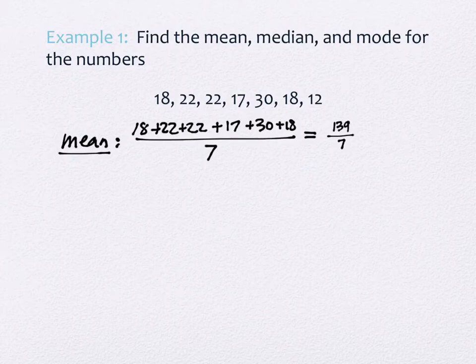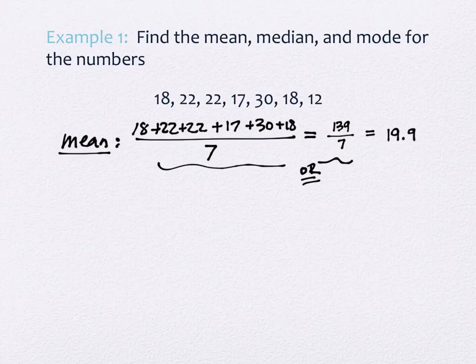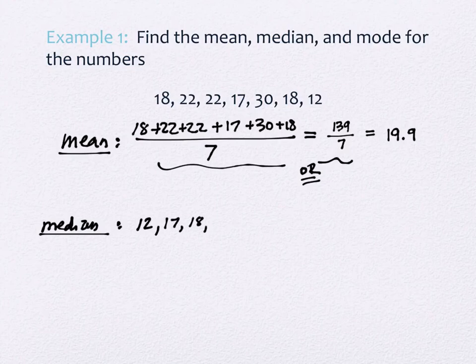So you need to have either this one or this one. That's the work part I'm talking about. And then when you do the division, what do you get? 19.9. And as we're working with these, we're going to be working with one decimal. So if you get something that gives you ugly decimals at the end, just round off to one decimal. Okay? Median puts them in order. So we need to put them in numerical order. I usually go smallest to largest, although if you went the other direction, you'd get the same thing. 12, 17, 18, 18, 22, 22, and 30.